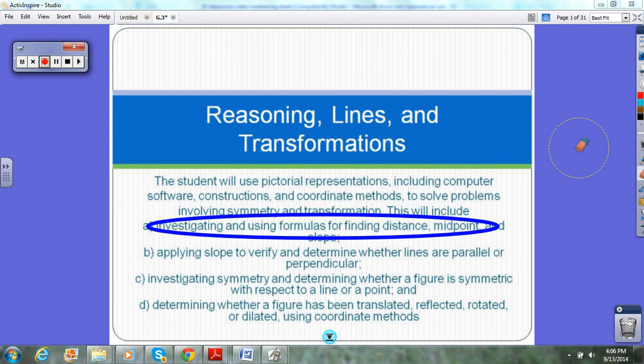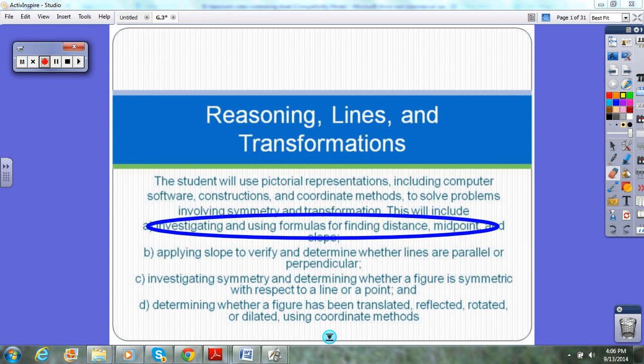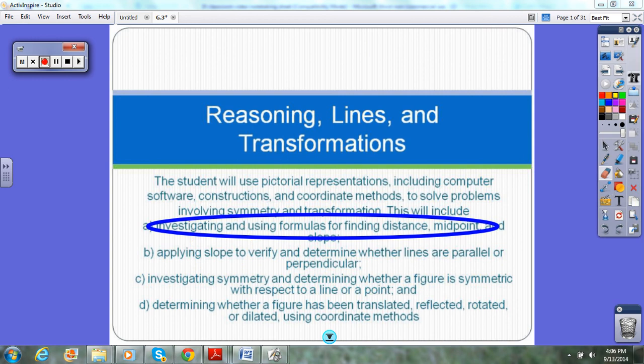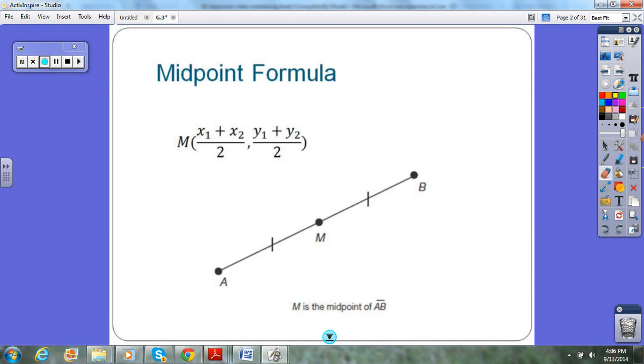Hello, ladies and gentlemen. Today we're going to be looking at investigating and using formulas for finding distance and midpoint. Let's start first with our midpoint formula.